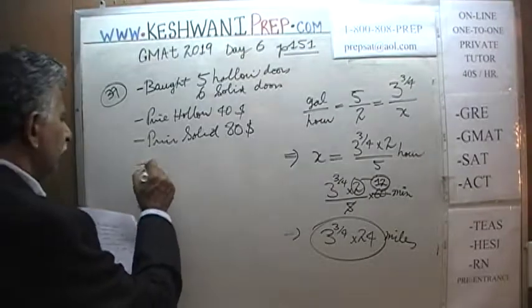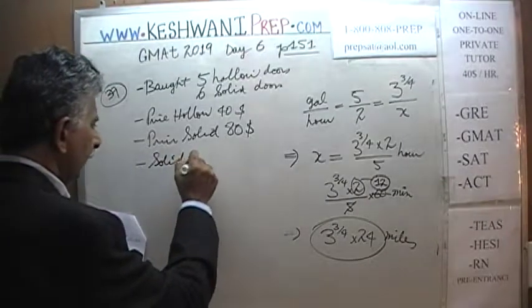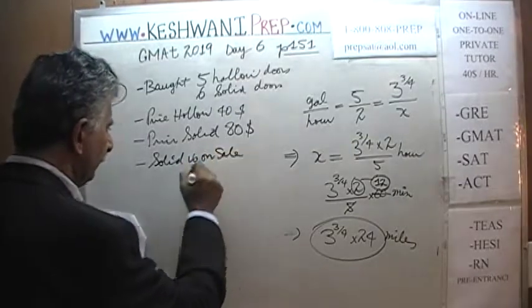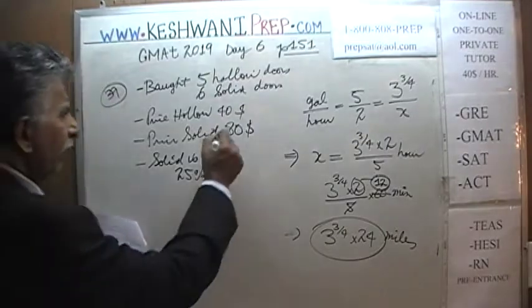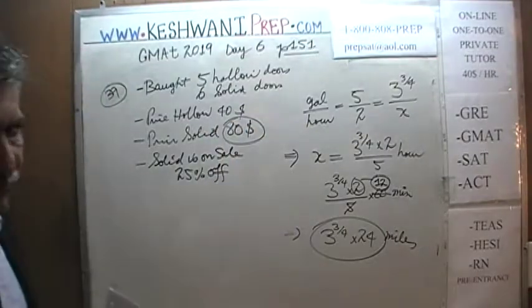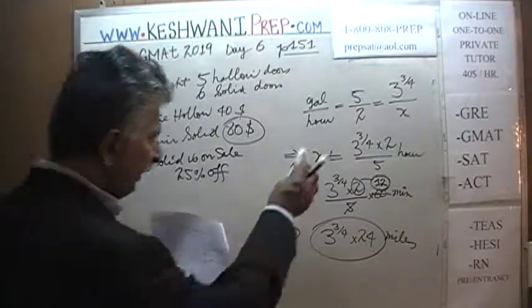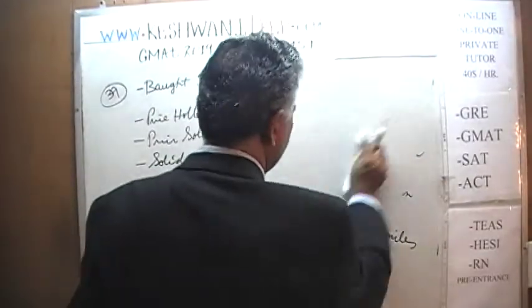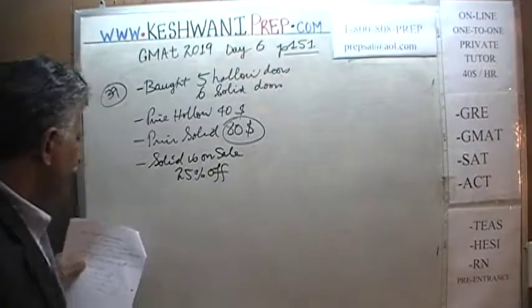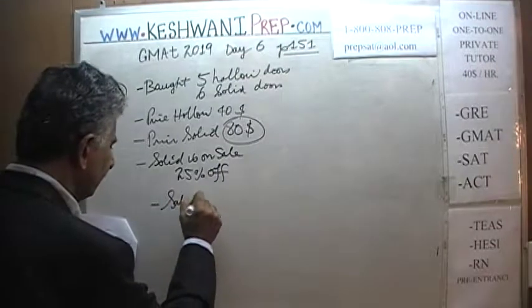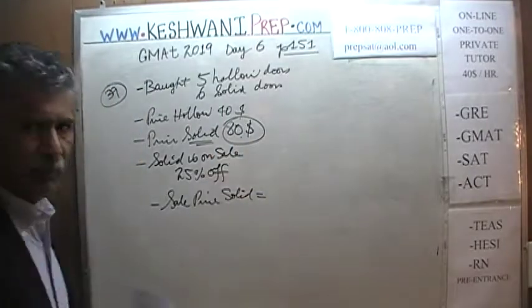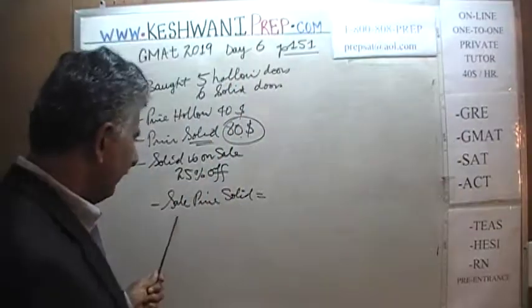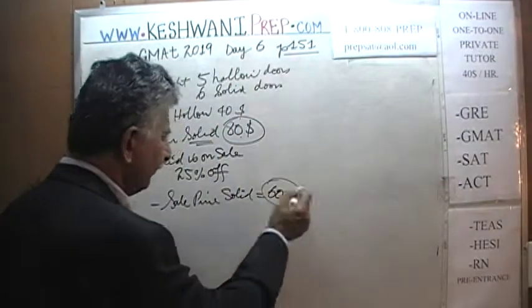They further tell us that the solid door is on sale 25% off. So even though the regular price is 80, we're not going to pay 80. Let's erase this thing, we need the room. So the sale price of the solid door is 75% of 80. We know 1/4 of 80 is 20, which is 25%. So the sale price is $60. It's very simple.